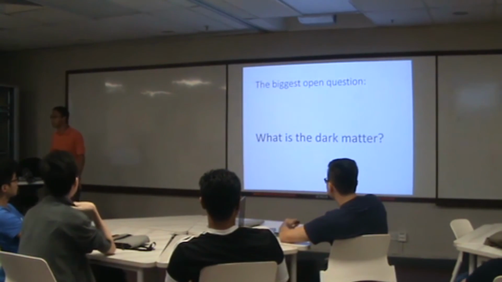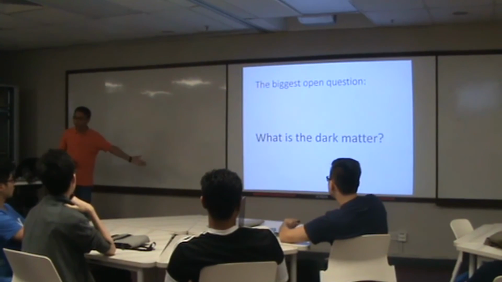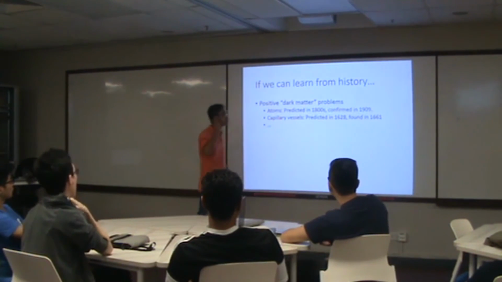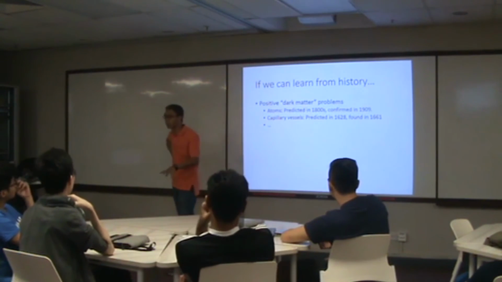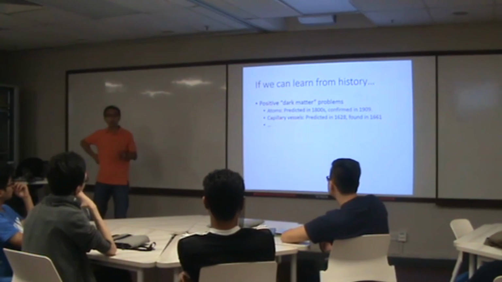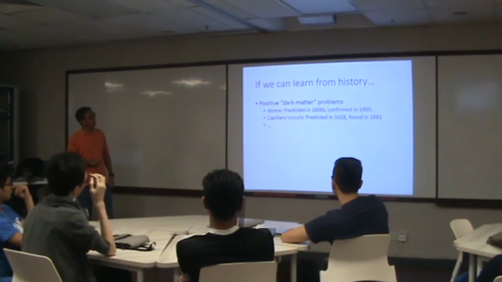The biggest open question is, what is dark matter? We seem to really need it, but what is it? If we can learn anything from history, if you really want something and you search and search for a long time and you don't get it, it could be that you didn't search hard enough. For example, atoms were scientifically predicted in the 1800s, and found about 100 years later. There are others in biology, like circulation predicted by Harvey in 1628 and confirmed several decades later.